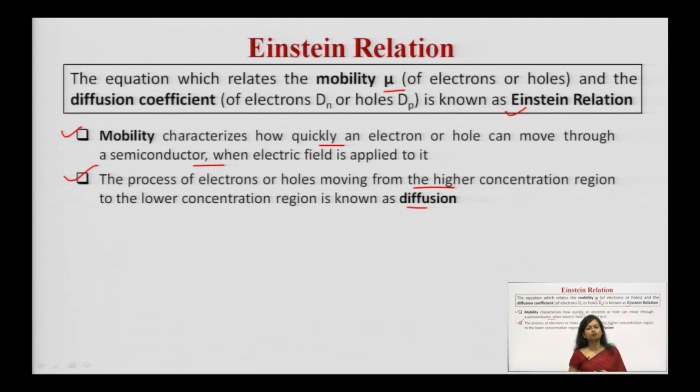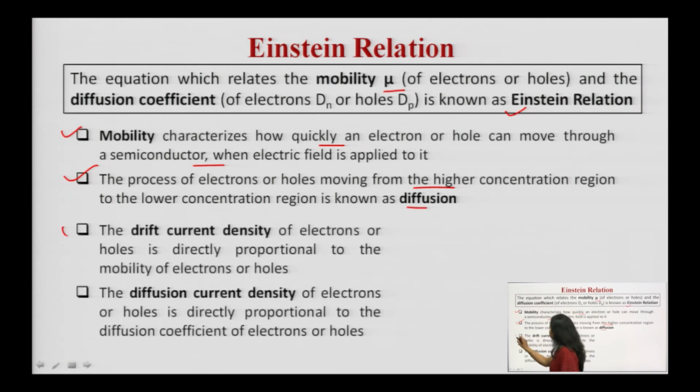Diffusion is a process of moving from a higher concentration region to a lower concentration region, and mobility is how quickly charge carriers are moving. Then, drift current density of electrons or holes is directly proportional to the mobility of electrons or holes. We have discussed that the drift velocity Vd is proportional to mu n or mu p. So, drift current density of electrons and holes is directly proportional to the mobility.